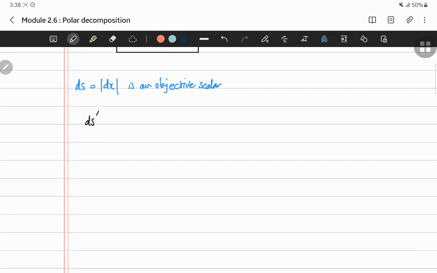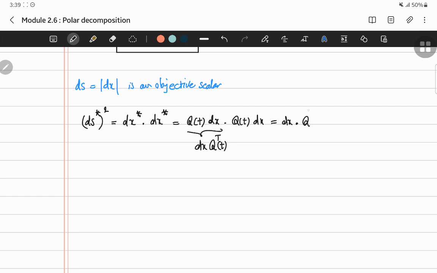So we know that ds star squared is dx star dot dx star. We had this before. So dx star is nothing but Q(t) dx dot Q(t) dx. But I can write this as dx Q transpose(t). So this is dx dot Q transpose(t) Q(t) dx. Since they're orthogonal tensors, this becomes I, and then we have dx dot dx, which is equal to ds squared.